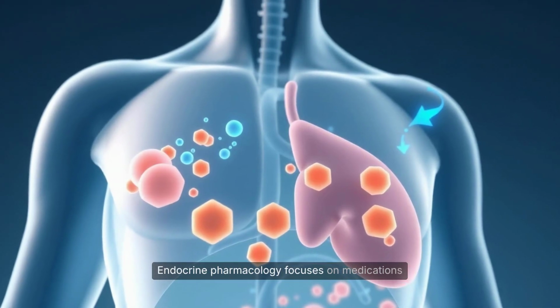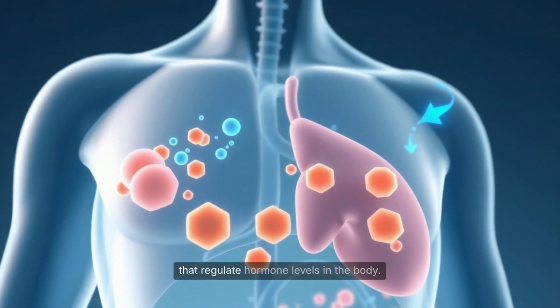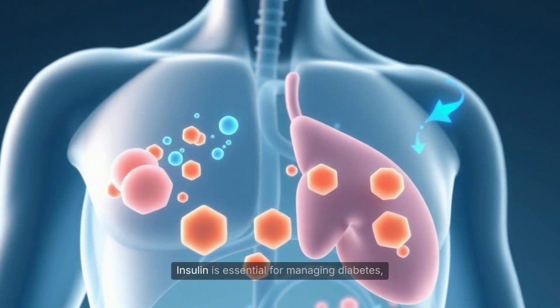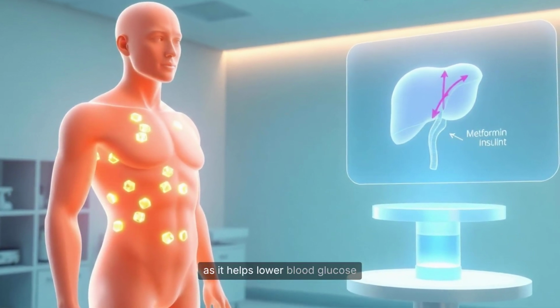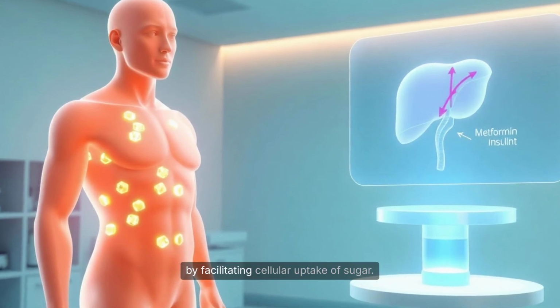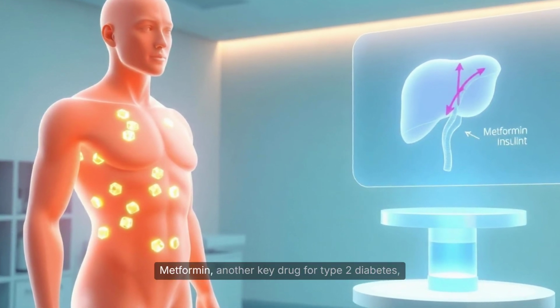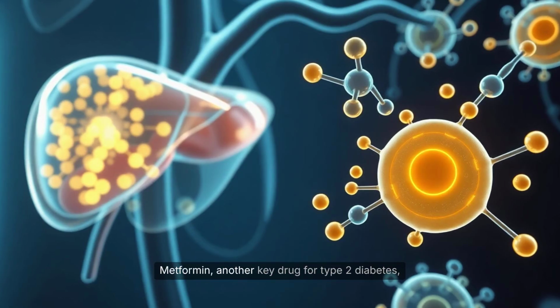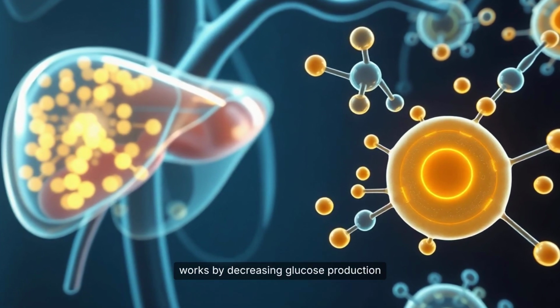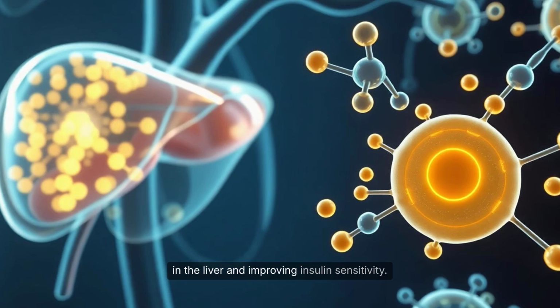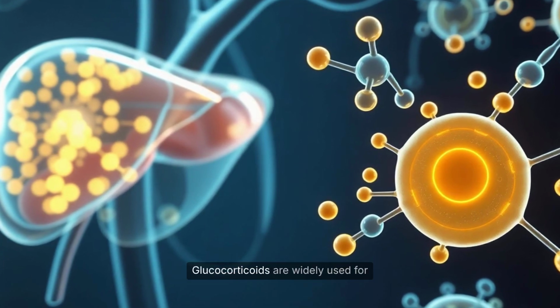Endocrine pharmacology focuses on medications that regulate hormone levels in the body. Insulin is essential for managing diabetes, as it helps lower blood glucose by facilitating cellular uptake of sugar. Metformin, another key drug for type 2 diabetes, works by decreasing glucose production in the liver and improving insulin sensitivity.